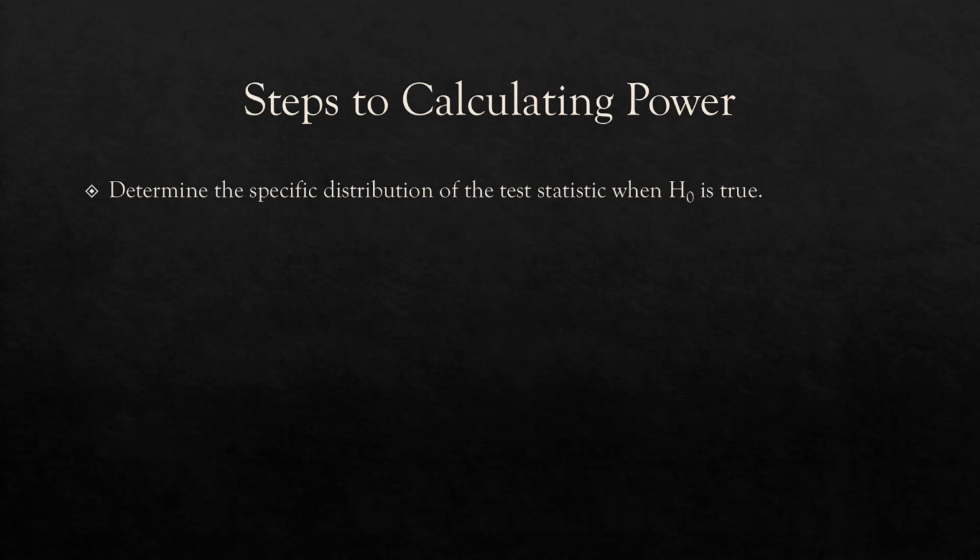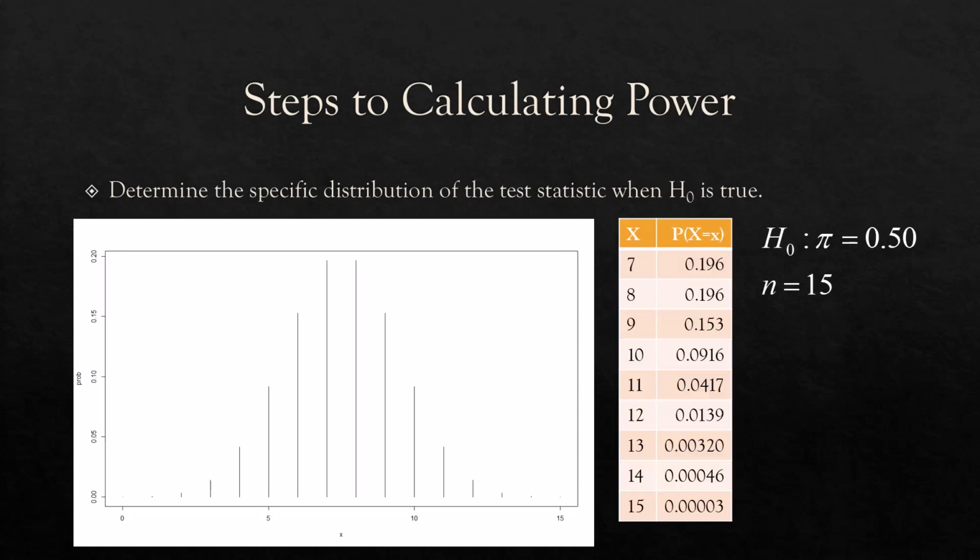First, we want to determine the specific distribution of the test statistic when the null hypothesis is true. Let's suppose we have a null hypothesis of pi equals 0.50, and we're going to make 15 observations. That is, our sample size will be 15. We can determine the binomial distribution. Here's a picture of it.